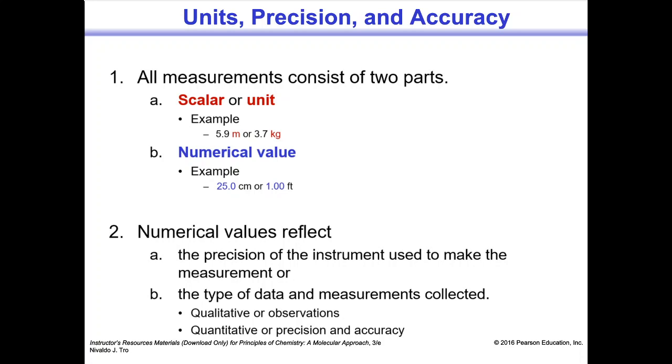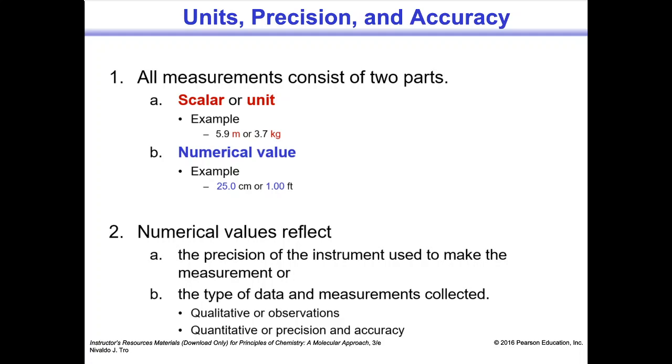The numerical values are going to reflect the precision of the instrument used to make the measurement, or the type of data and measurements collected. In other words, are they qualitative, meaning, okay, that's hot, or quantitative, meaning, no, that's 100 degrees C? It depends on how precise our equipment is and what type of data we're looking for. Are we just looking to say, heat my food up until it's hot, or put my drink in the fridge so it's cold? Or are we saying, no, heat my soup up until it's 100 degrees C? Those would be differences in what we're looking for.